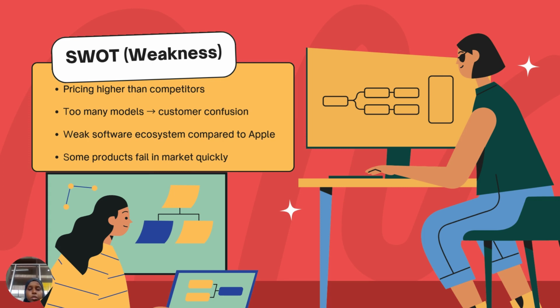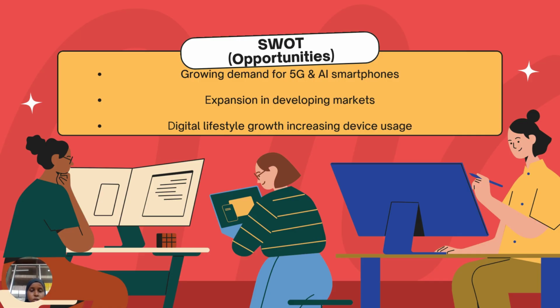Third, compared to Apple, Samsung has a weaker software ecosystem because it relies on Android rather than a fully integrated system. And finally, some Samsung products fail quickly in the market, which shows that product testing and market research could be improved. So overall, this weakness highlights areas where Samsung can improve, especially in pricing strategy, software integration, and simplifying its product lineup.